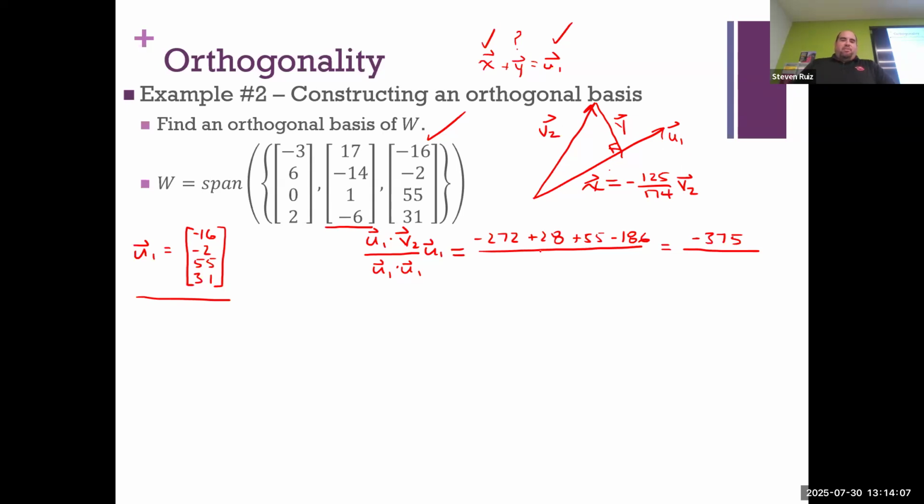Okay, so what's u1 dot u1? 9 plus 36 plus 0 plus 4. Is there any chance this is friendlier? Thank you. I'm on fire today. Who wants to take over? All right, 16 squared is 256 plus 4 plus no idea.